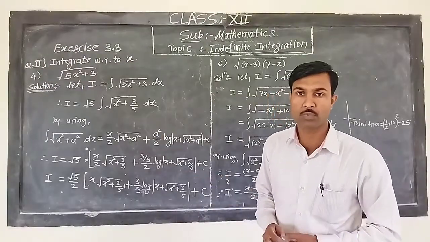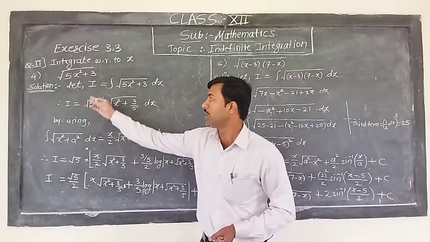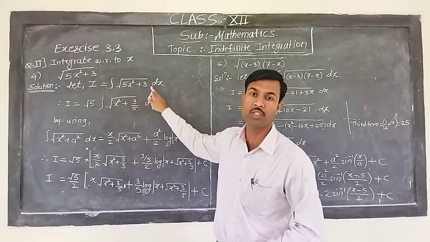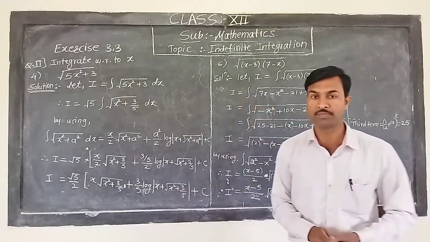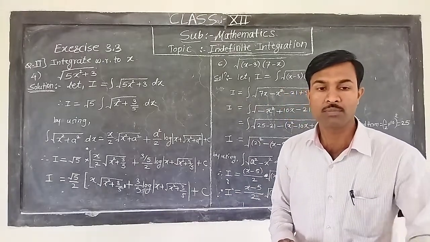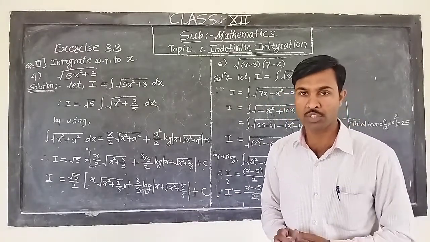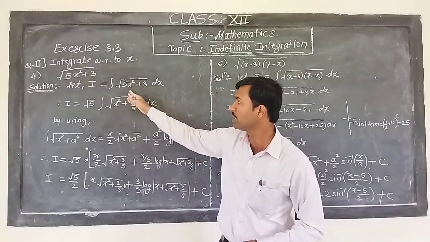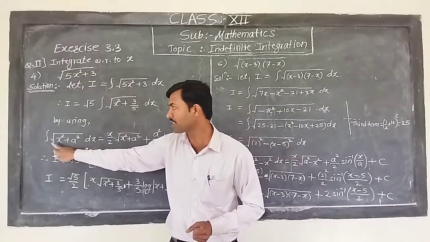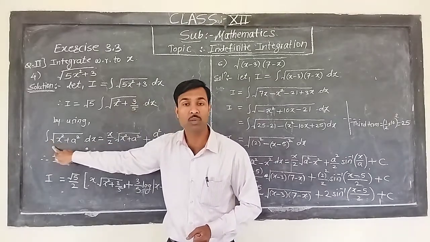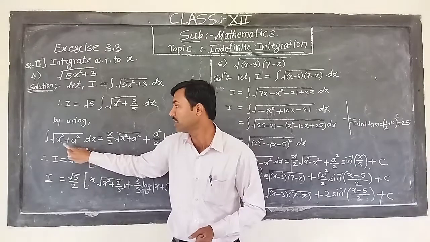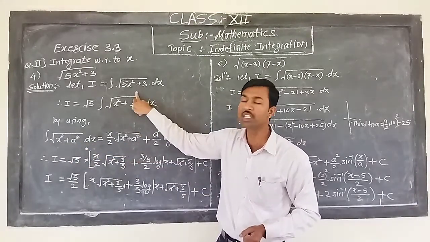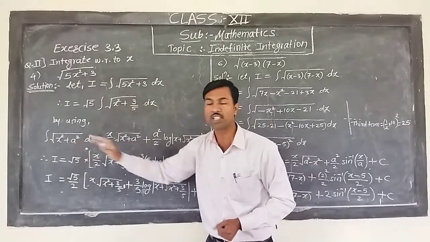Here is question 4 of question 2. Let I be equal to the integration of under root of 5x square plus 3 into dx. How to solve this problem? We have a standard result which we learned in the last video, and this problem looks like the integration of under root of x square plus a square into dx, and this is the formula for that type of integration.